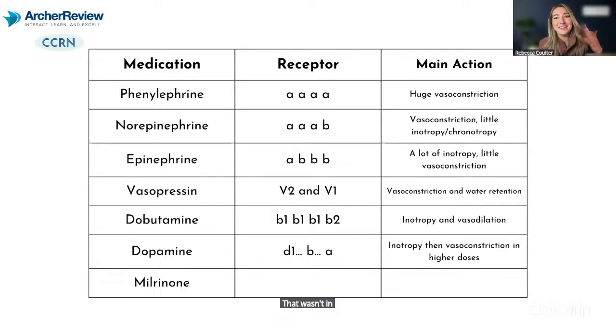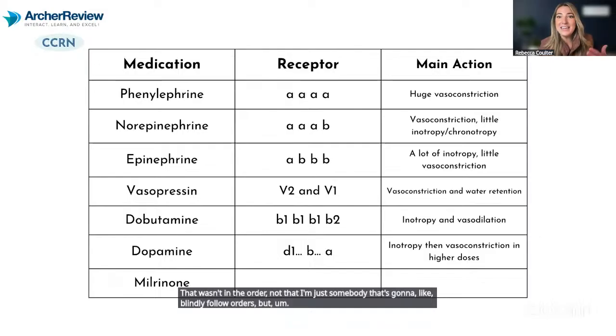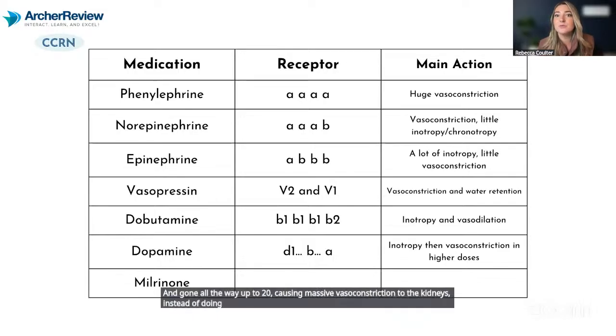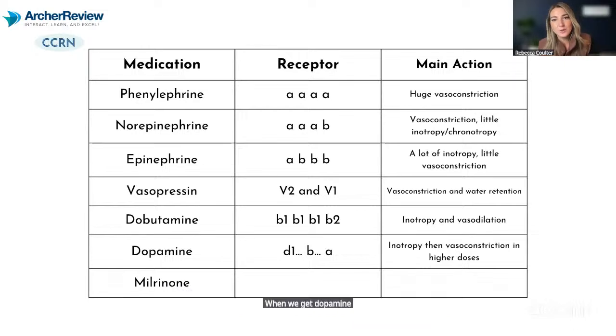Not that I'm just somebody that's going to blindly follow orders, but this would be dangerous. If I hadn't called you with this concern, somebody could have been following this titration protocol and gone all the way up to 20, causing massive vasoconstriction to the kidneys instead of doing the low dose renal dosing, what we call it.